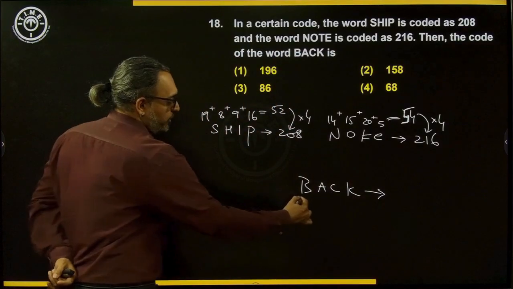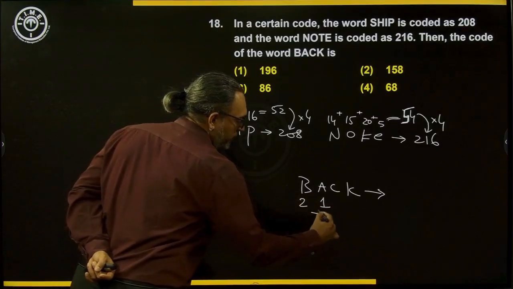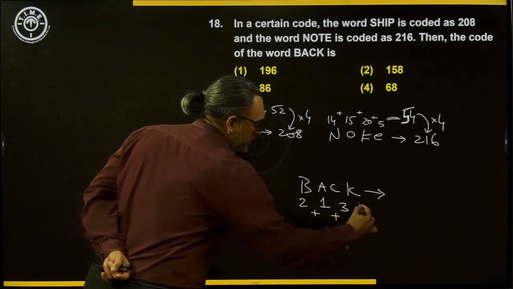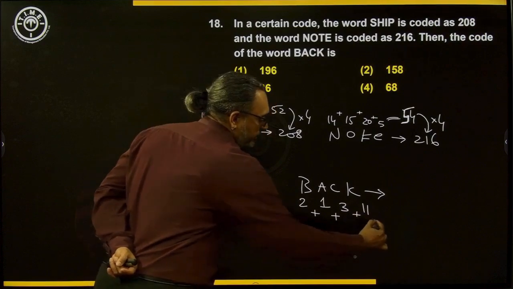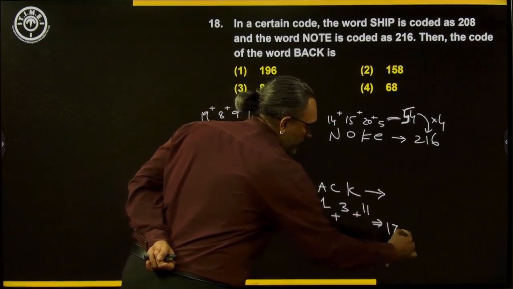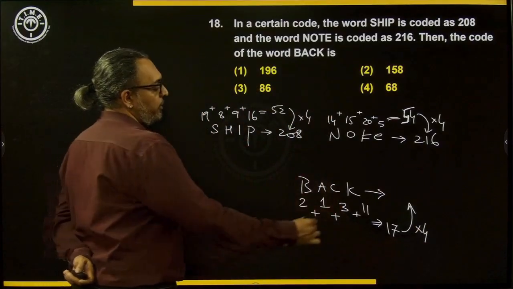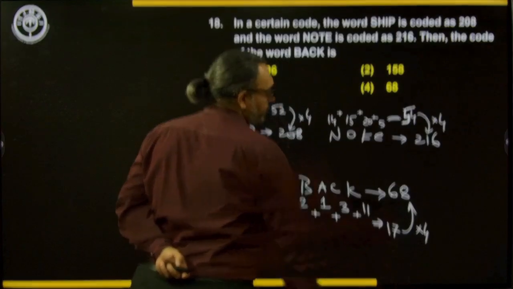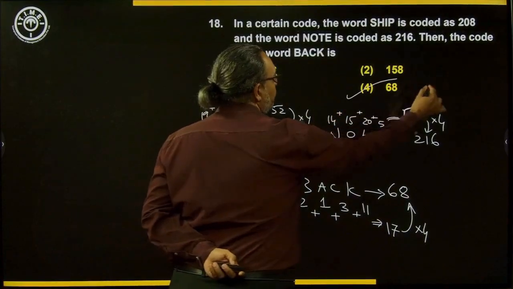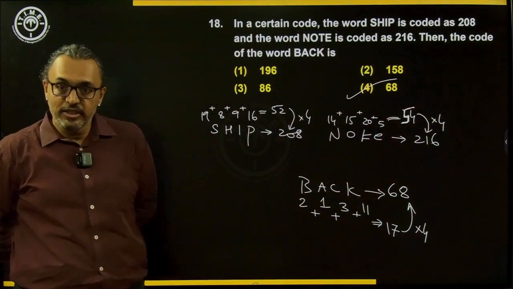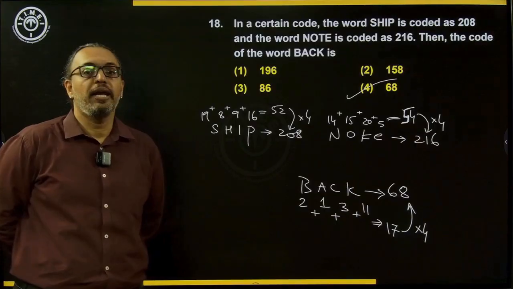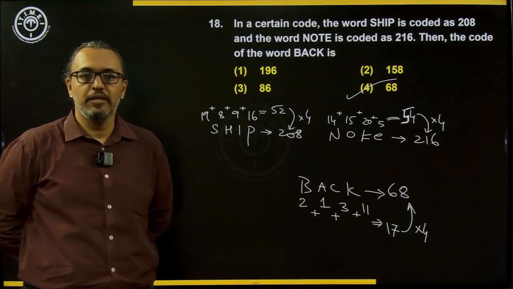So same way we do it. 2 plus 1, 3 plus 3, 6. 6 plus 11 gives you 17. Now you do 17 into 4. 17 into 4 you get 68. And that's available in option 4. So doing the sum of the place values and then multiplying it by 4. Correct?